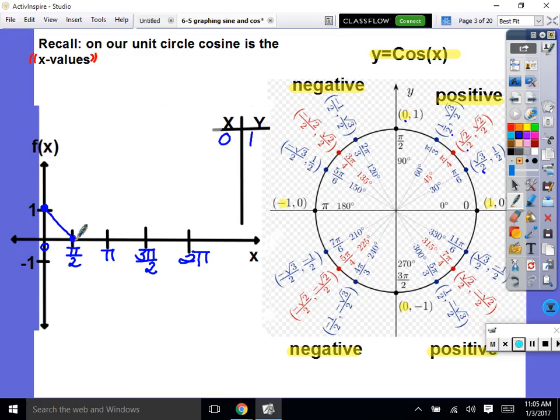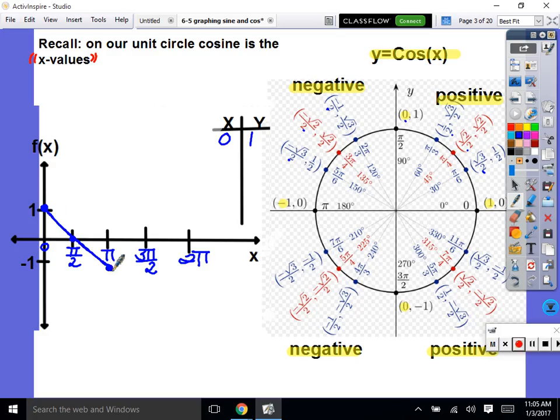Then after that, remember we're x values. So now look, my x values are into the negative direction. So we're going down, down, down till we hit -1. At pi, we're at -1. You're going down, down, down till we hit -1.